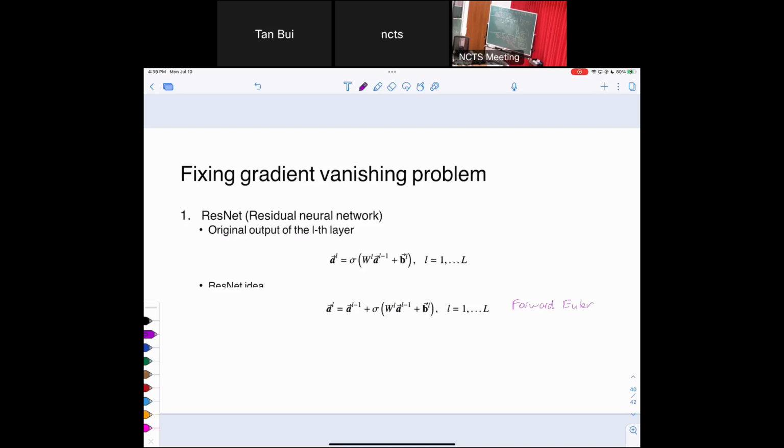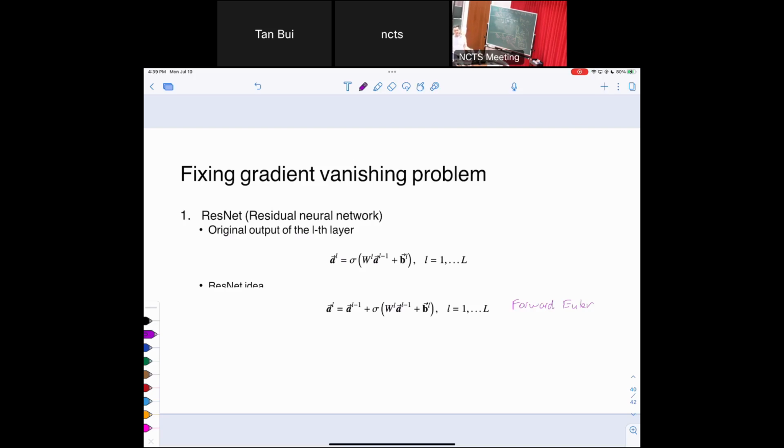Then you have the neural ordinary differential equation, right? Neural ODE is also very famous and very useful. If you multiply by delta t and take the limit, then you can have the neural ODE. But we're not going to talk about that. I just want to make the connection for you.